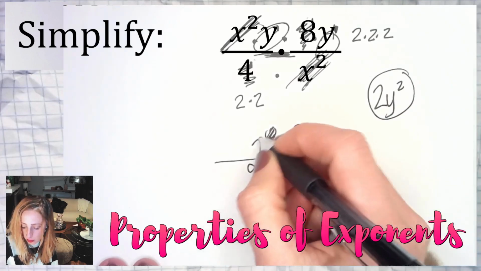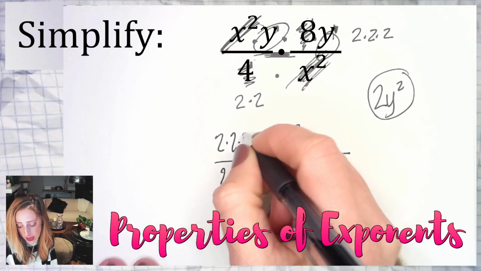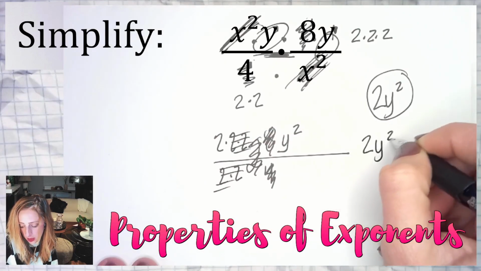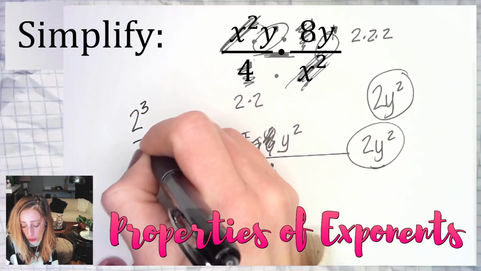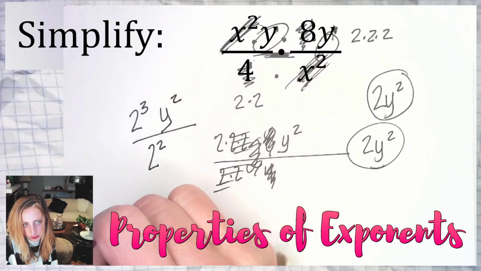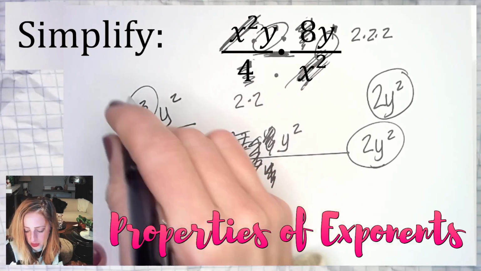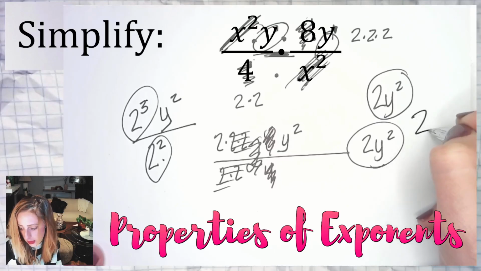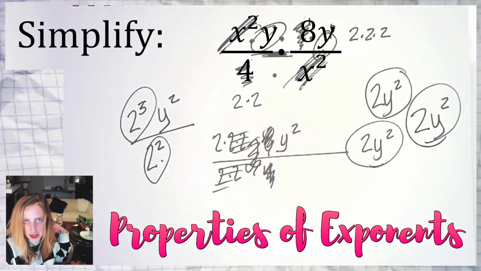Other people might think of it more so as 2 times 2 times 2 over 2 times 2. In that case, those two 2's cross out with those two 2's, and you're still left with 2y squared. Last option is if we thought of it as 2 to the third over 2 to the second, y squared. You are dividing like bases. Power on top is larger than the power on bottom, so we subtract our exponents. 3 minus 2 is 1, and 2 to the 1 is 2, leaving you once again with the final answer of 2y squared. Give all of the breakdowns some thought.